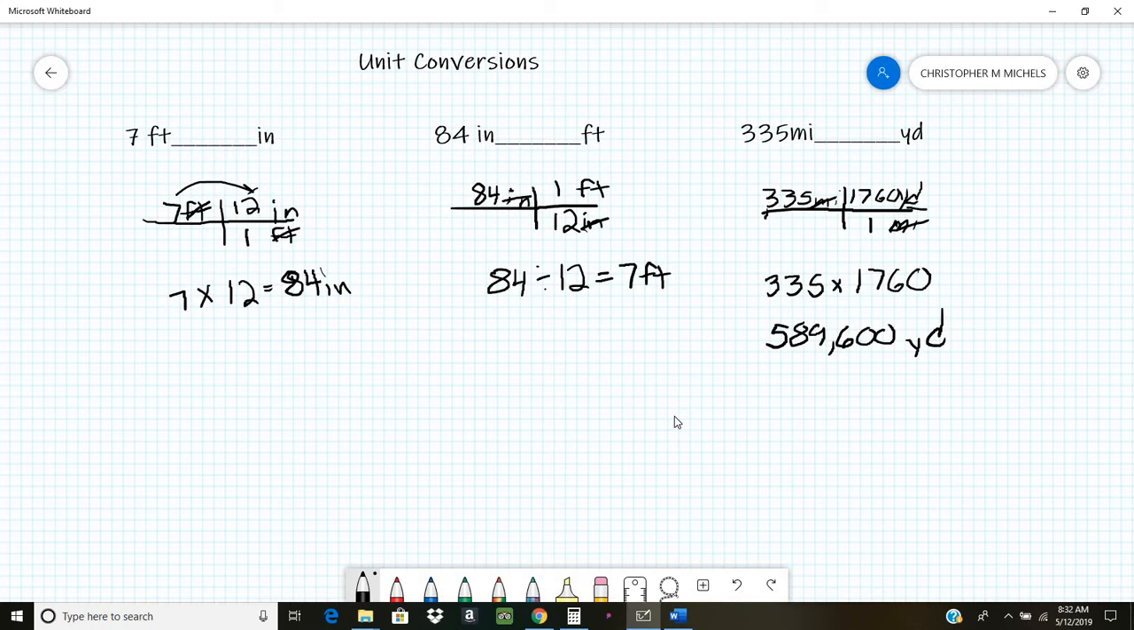335 miles, that is a long, long way, okay? So it should be a lot of yards. So when you're looking at these, look at your answer, and again, ask yourself, does it make sense? Okay, let's see.